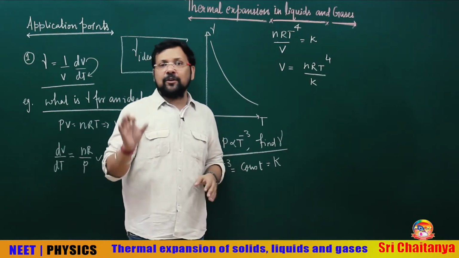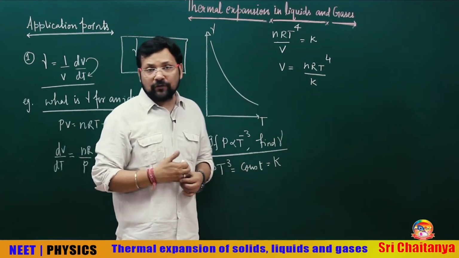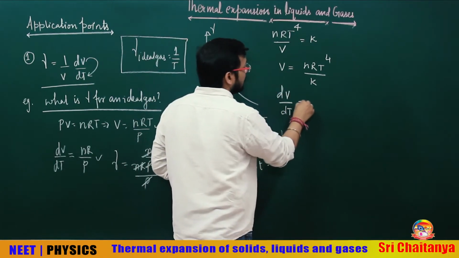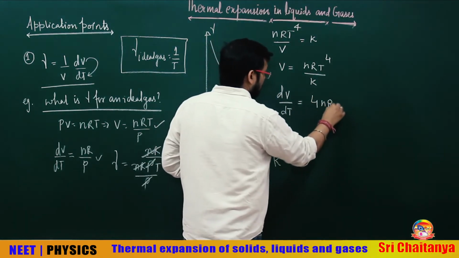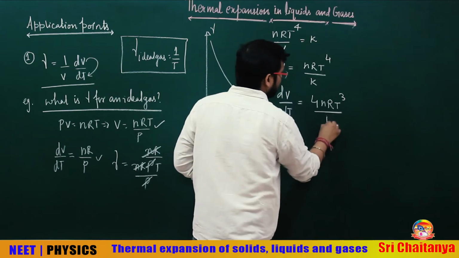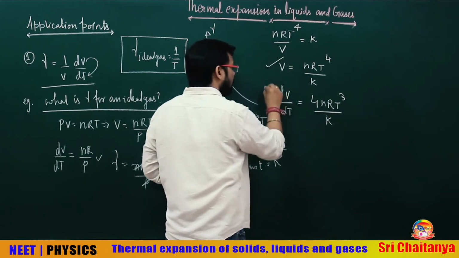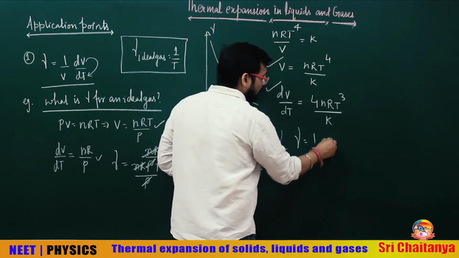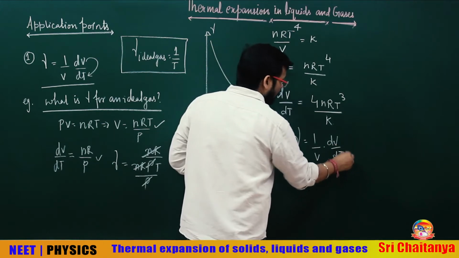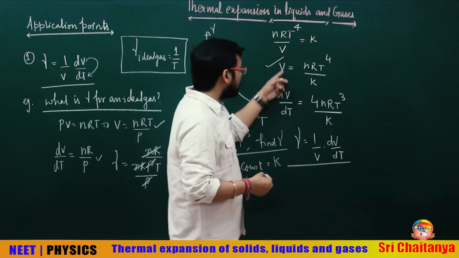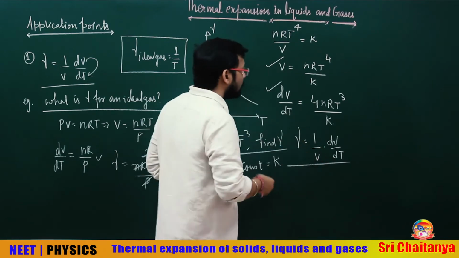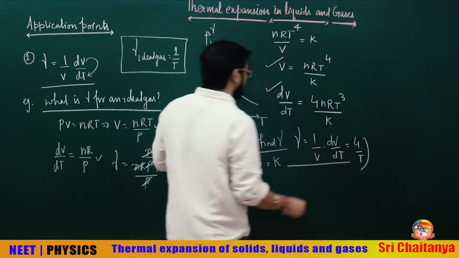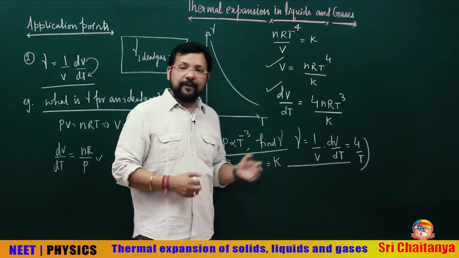Whatever is given, if gamma is required, what you have to do is find volume as a function of temperature. And when you do this, dV by dt, what will you find? This is 4nRT^3 divided by K. Now you have volume and you have dV by dt. What you have to find is gamma, that is 1 by V into dV by dt. And from here what will you do? You will put V here and this value here. What will you get? You will get 4 by T. Again the graph is like that only, a rectangular hyperbola. So obviously the slope will be a little different.